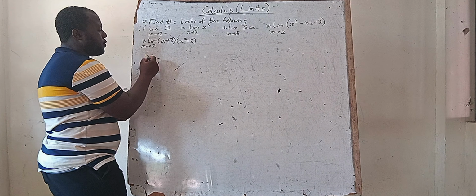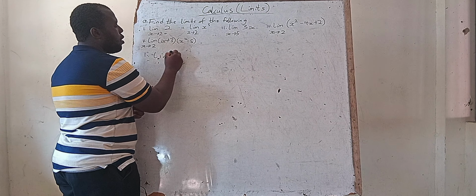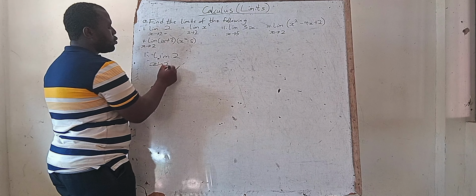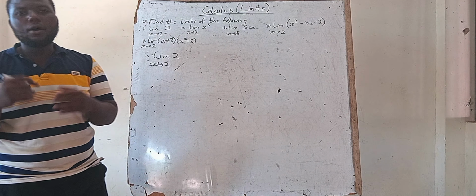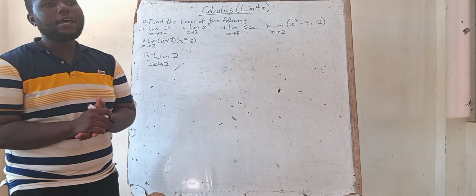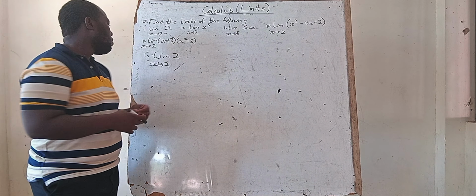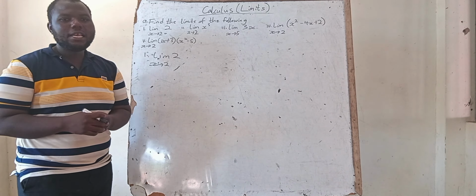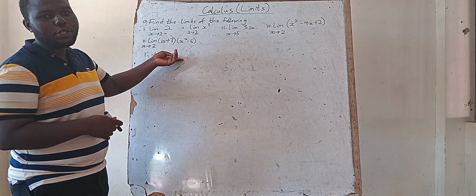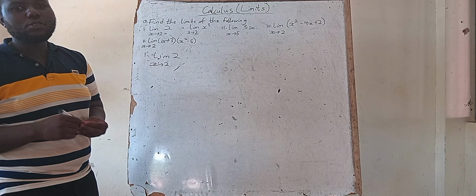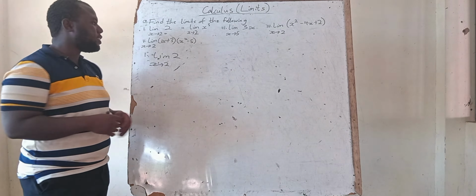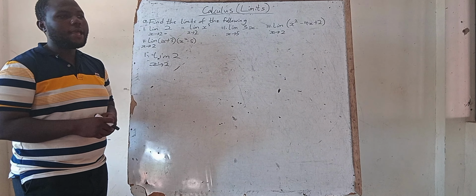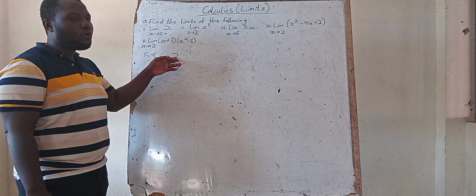We have I. You have to find the limit of 2 as x approaches 2. The thing about limits is you determine what x approaches, then you find whether x is located in what has been given to you. Then if x is located in what has been given to you, you just substitute what x approaches into the equation. But this is a constant.